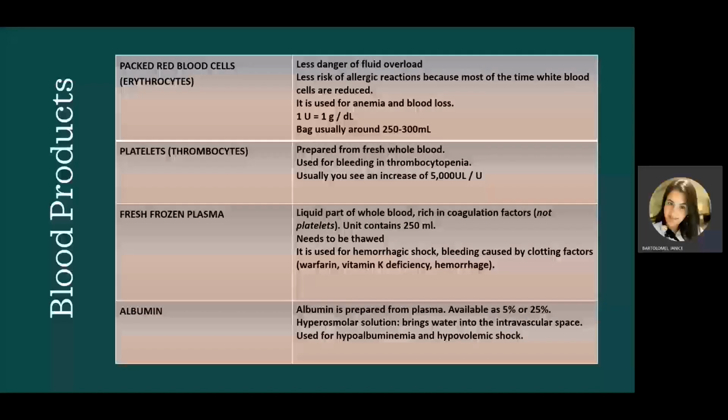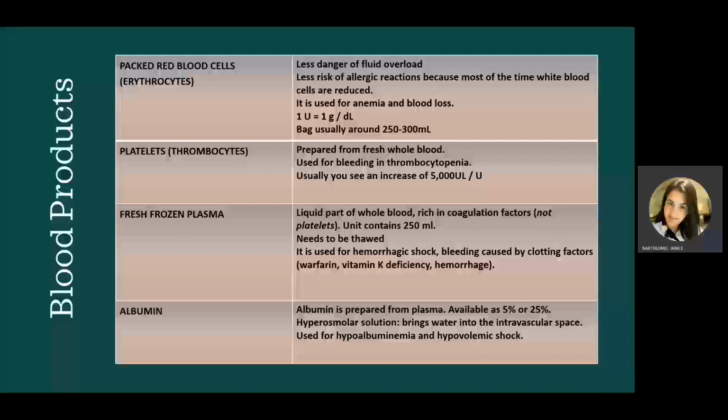Platelets are more for when someone has a low platelet count or something called thrombocytopenia, or perhaps they're bleeding because their coagulation, their platelets, are low or inhibited. So normally, you see an increase by 5,000 when you give one bag of platelets.